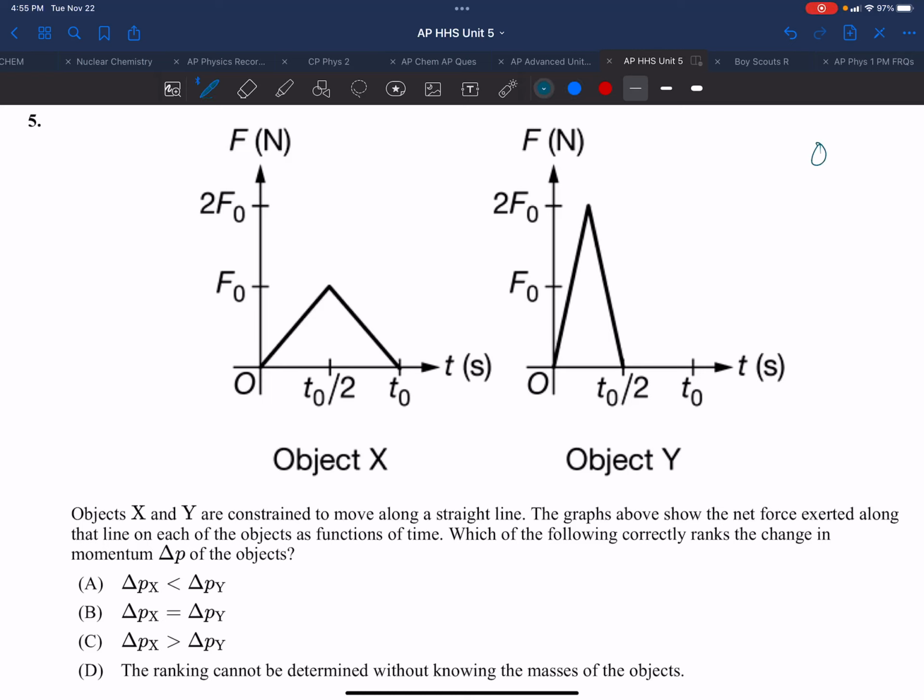For these graphs, we'll do an F-versus-t graph. The y-axis is F in newtons, the x-axis is time in seconds. So any questions about force and time will be read off. The slope, delta F over delta t, is the rate of change in force. And the area is F delta t, which is the impulse.